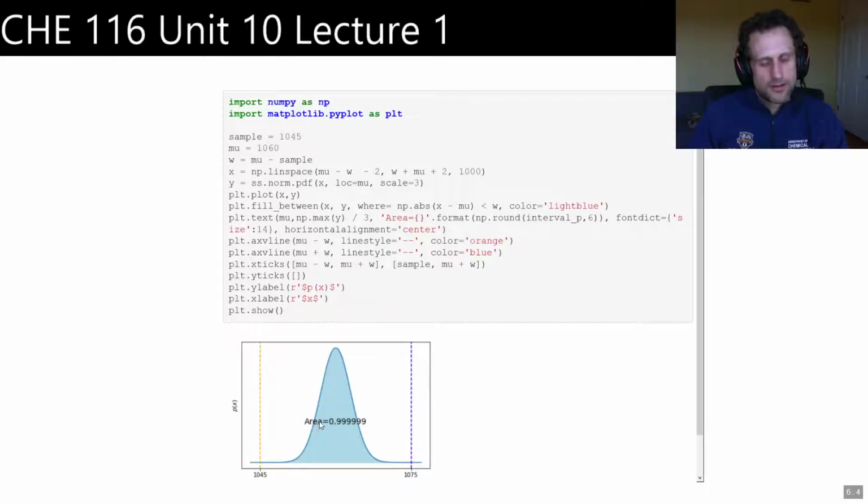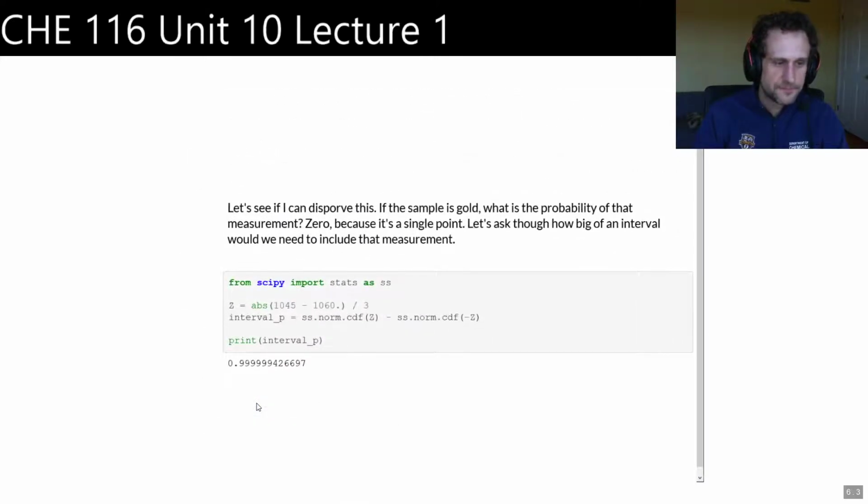Okay, so this is a long way of saying that how likely I believe the null hypothesis is related to what this area is. If things are farther away from the mean, the interval gets bigger and the area gets bigger. If things are close to the mean, the area gets smaller, and my evidence for the null hypothesis changes. So let's now look at the math here.